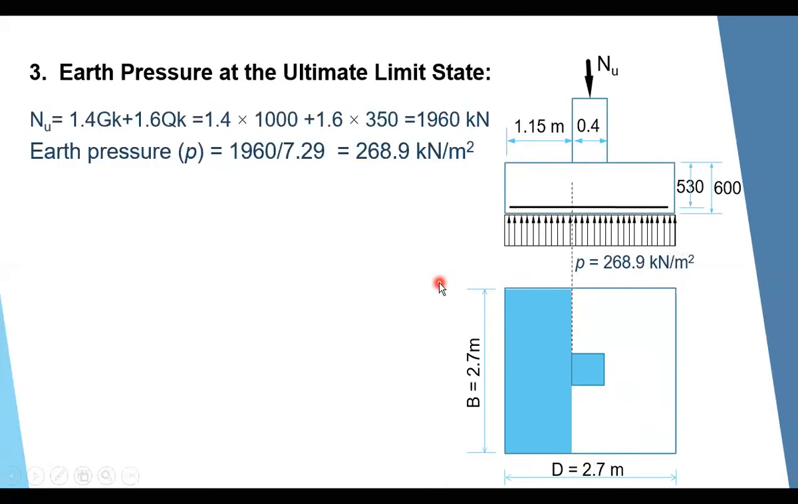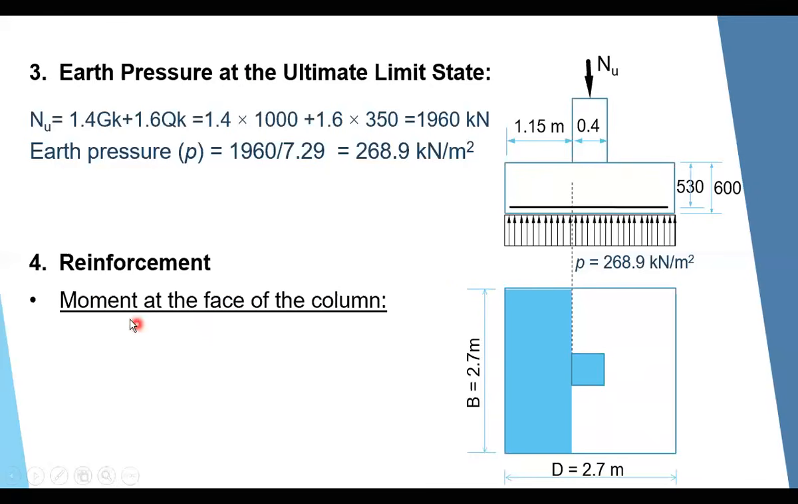So how to design now? We need first to design for reinforcement in both directions, and then we check for shear. We have direct shear and we have punching shear. For the reinforcement, as you know, the critical section for calculating the reinforcement and the maximum bending moment will be at the face of the column. So we have to get the moment at the face of the column here.